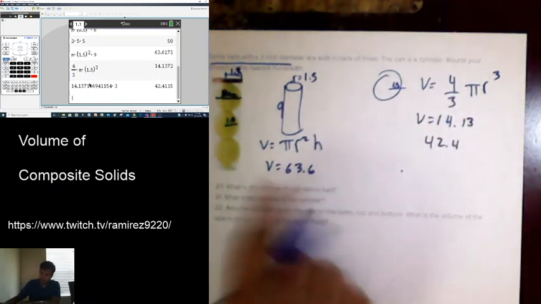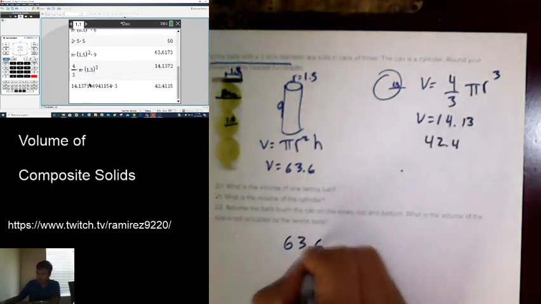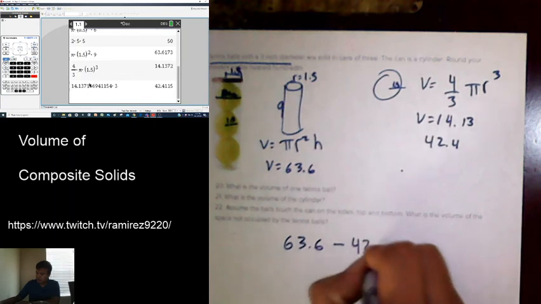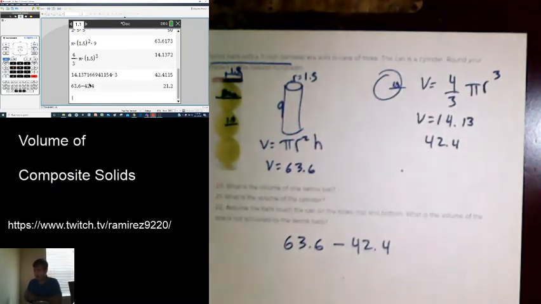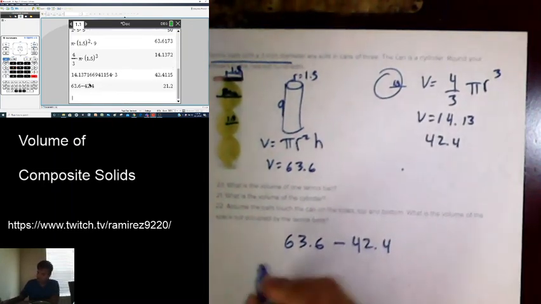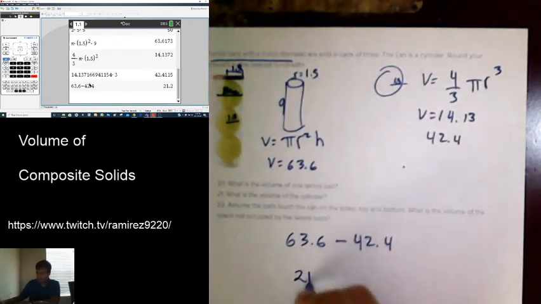Considering how the cylinder itself has a volume of 63.6, let's find out how much is not being occupied in the cylinder. So 63.6 minus 42.4. So we're quote unquote wasting 21.2 inches squared, right, of area in my container.